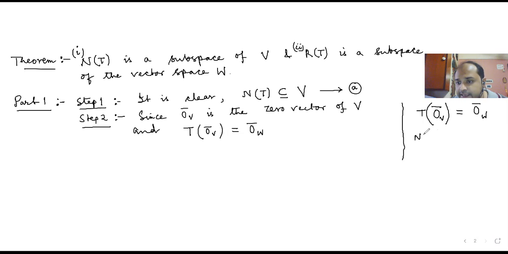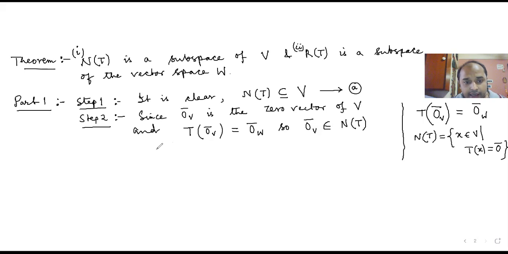And if you can recall, I'm again writing the definition of NT over here. NT is the collection of all such points of the vector space V such that the image of these points are all zero vector. So carefully observe, it is the collection of all such points whose image is 0. So since the image of 0 vector of vector space V is 0 vector of vector space W, the 0 vector of the vector space V belongs to NT, and therefore NT is not equal to phi. So NT has elements in it.